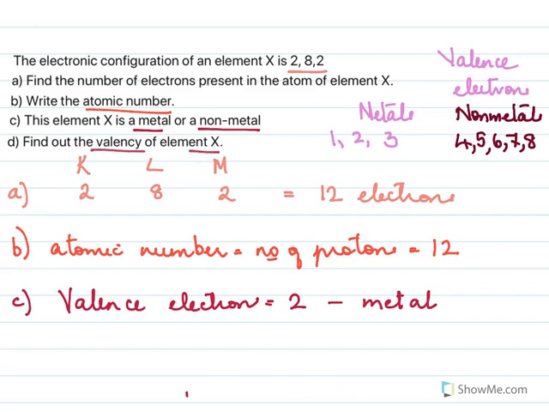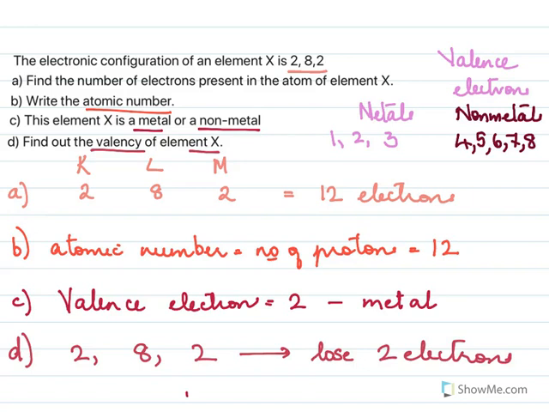Find out the valency of K. So we saw the configuration was 2, 8, 2. So to get stability, it will do what? It will lose 2 electrons. And because it loses 2 electrons, the valency equals 2. So when it loses 2 electrons, it will form 2, 8. Here it has lost these electrons. So the valency will be 2.